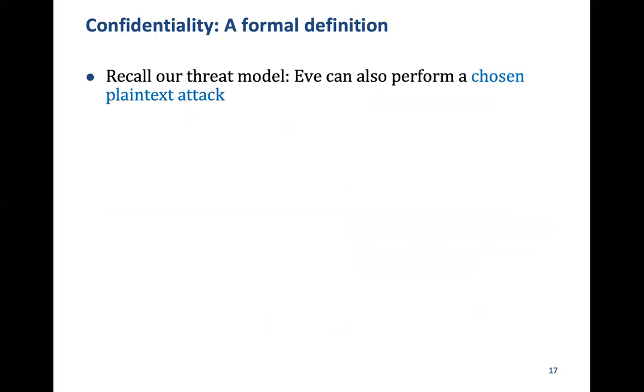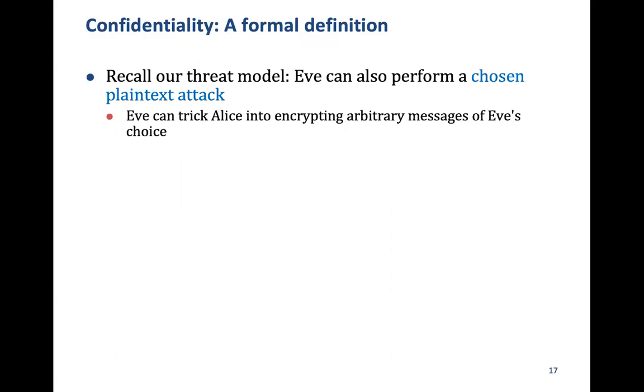Okay, now Eve of course can perform a chosen plaintext attack. It means that now Eve tricks Alice into encrypting a message, and this message is of the choice of Eve. So Eve decides what plaintext to send to Alice, and Alice will encrypt it and send it back, right? This is called chosen plaintext. We studied that earlier, right?